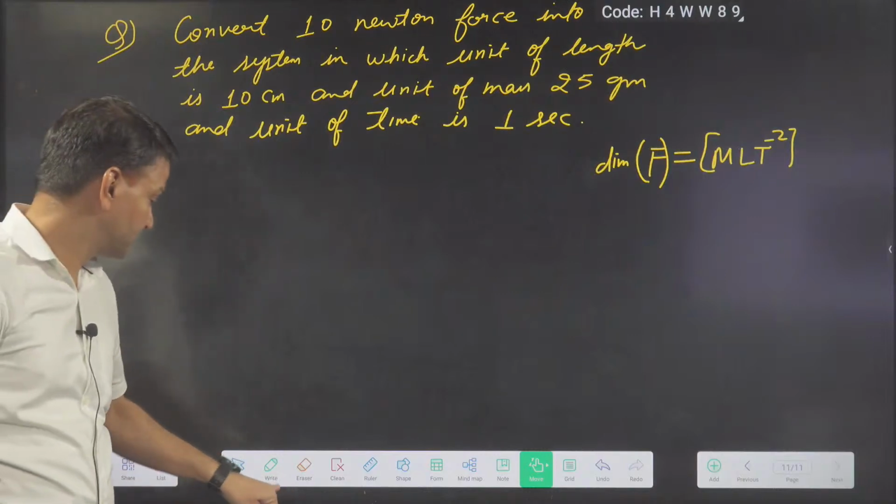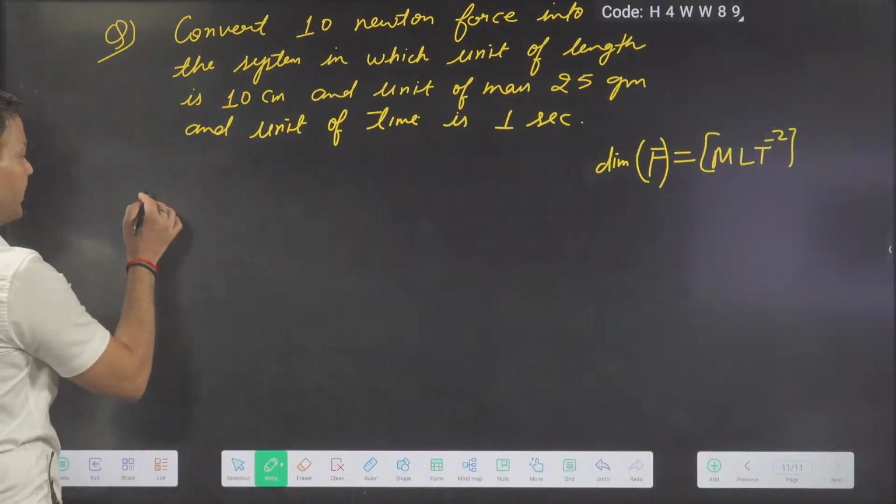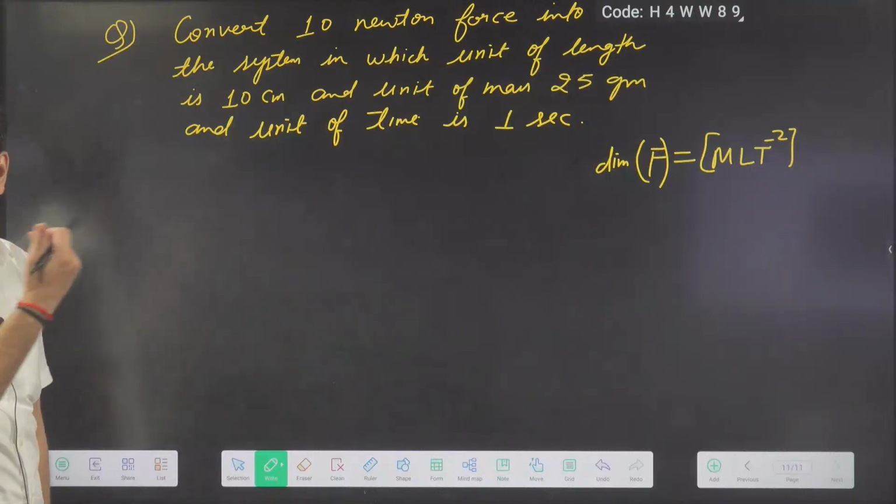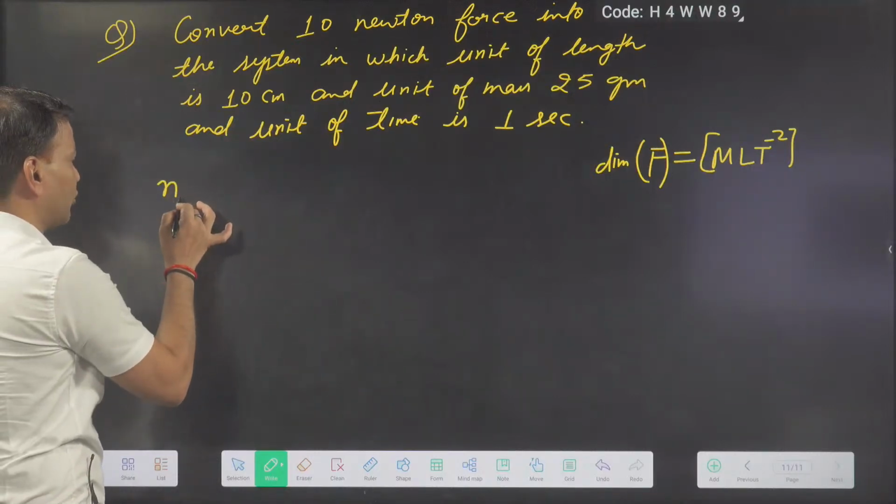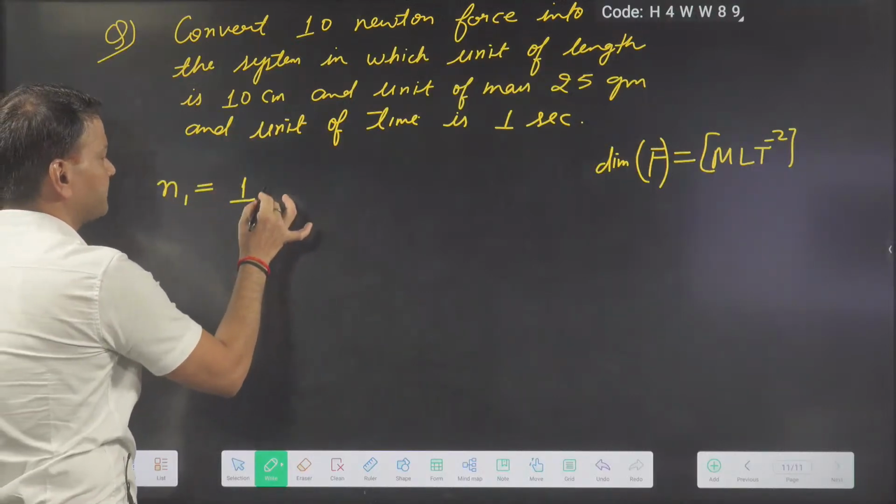Okay. So what is the N1 I will take? Now, in system 1, I decide the MKS. So N1, I will take the magnitude that I gave. N1 is equal to 10.